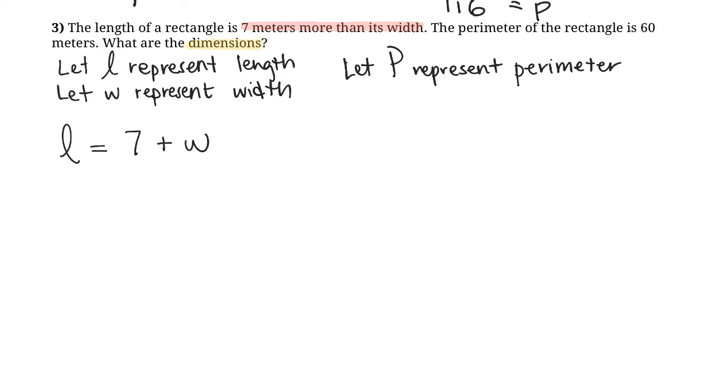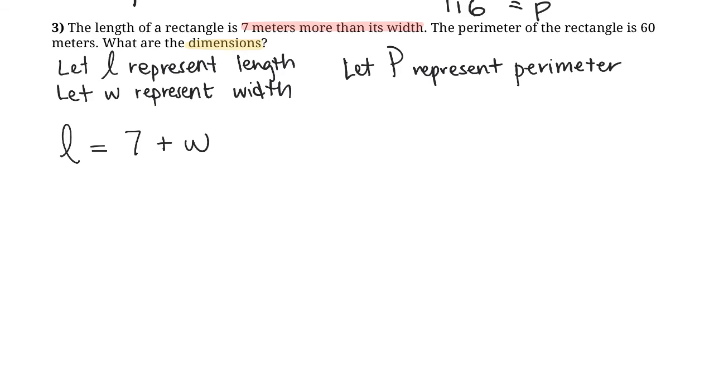So that is L equals 7 plus W. So that's a little bit of information that we were given. The other thing that we were told is that the perimeter of the rectangle is 60, which means if we added up all of the sides of our rectangle, we would get 60 meters.